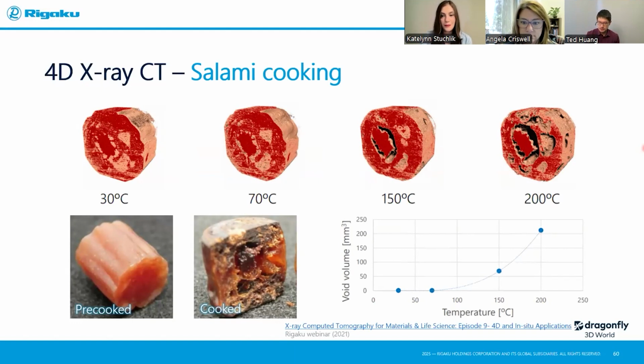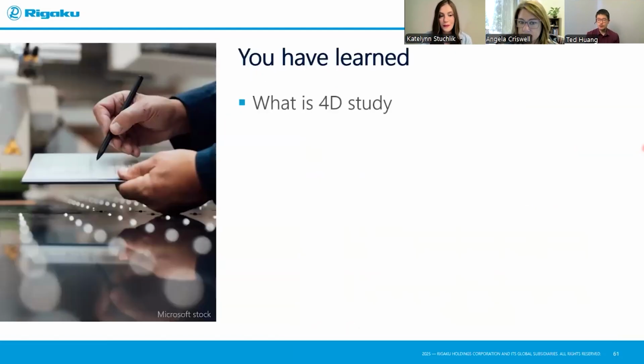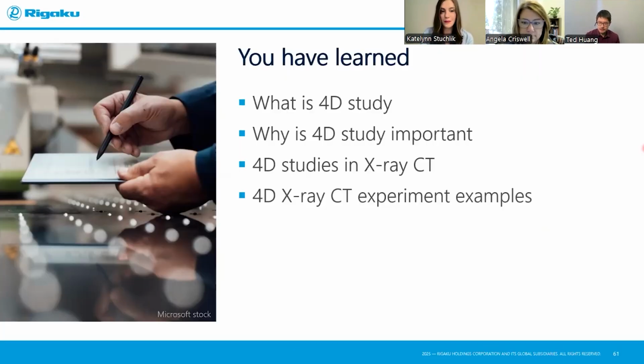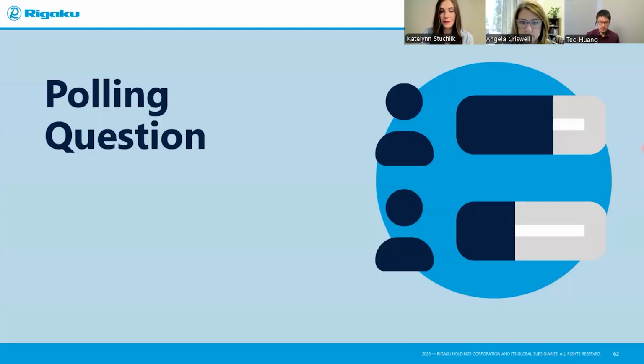Now, with all those examples and all the talk today, I hope you have learned what a 4D study is and why it is important for both academic and production standpoints. Some of the examples of 4D studies in X-ray CT, both ex situ and in situ, mechanical and temperature, and some other more interesting ones that are not mechanical or temperature, like the beehive, so to speak. And some of the examples that I showed you use the capabilities we have in the Woodlands office here at Rigaku. And with that, I would like to go through the final polling question before we head into the Q&A.